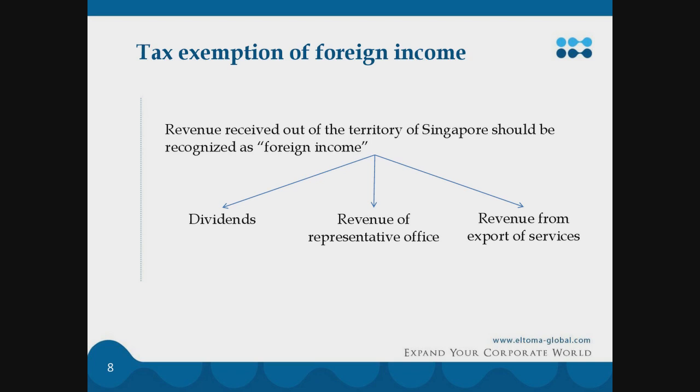Now I think it's better to discuss tax exemption of foreign income. Revenue received out of the territory of Singapore should be recognized as foreign income. What does foreign income mean? It's dividends, revenue of representative offices, revenue from export of services or service providing in Singapore, out of Singapore. They will be exempt as foreign income.